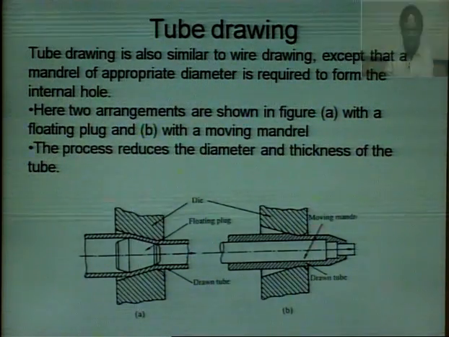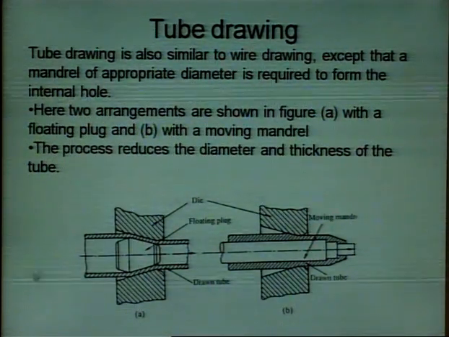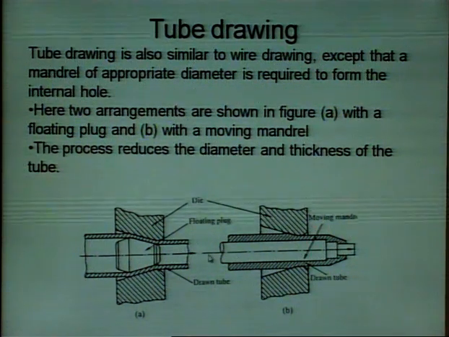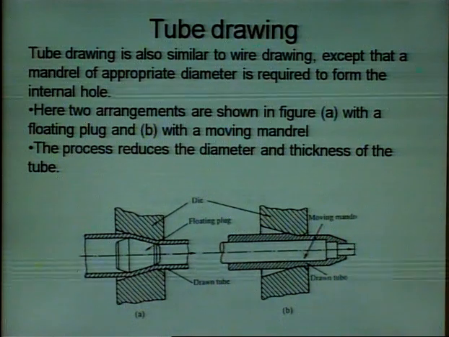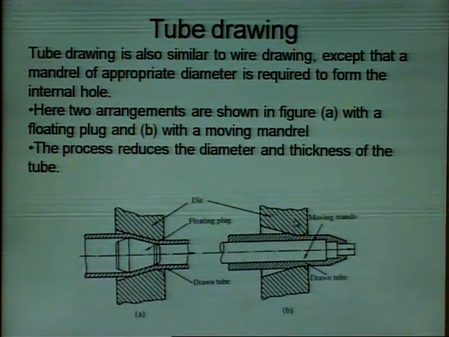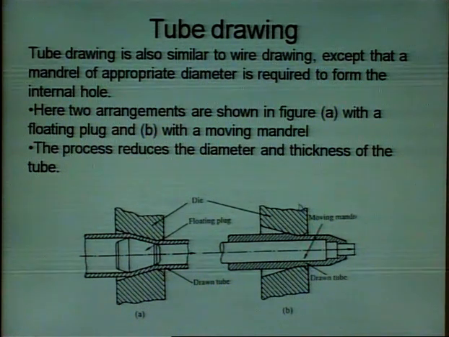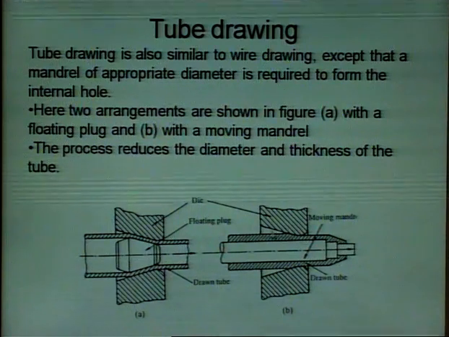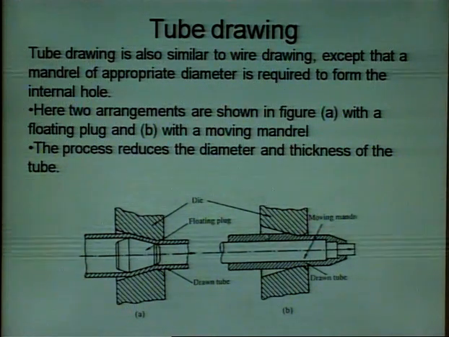Similarly, you have tube drawing, where you can have raw material here and you put a mandrel and push it through it. Pull it or push it through the raw material. Outer die is controlling the shape. If it is reducing, it is reducing because of the outer die here.